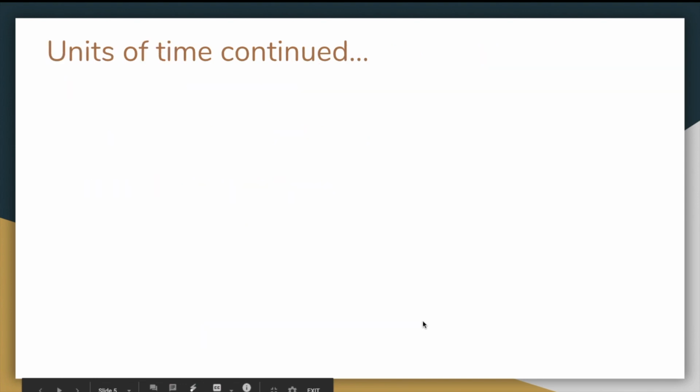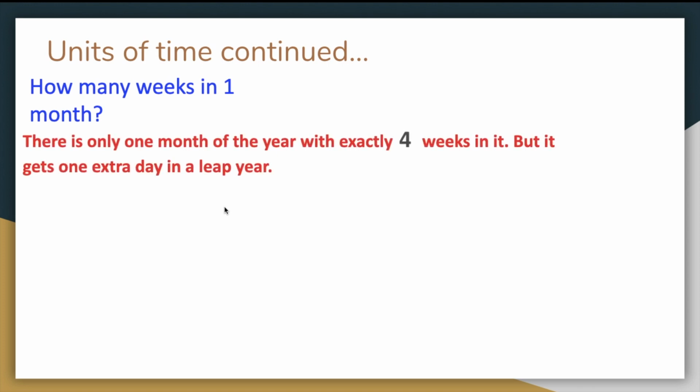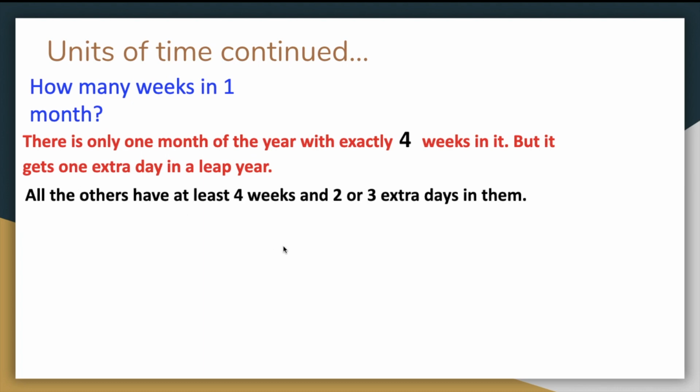Units of time continued. How many weeks in 1 month? Well, this is where it can get a bit tricky because there's only 1 month of the year with exactly 4 weeks in it, but it gets 1 extra day in a leap year. All the others have at least 4 weeks and 2 or 3 extra days in them.